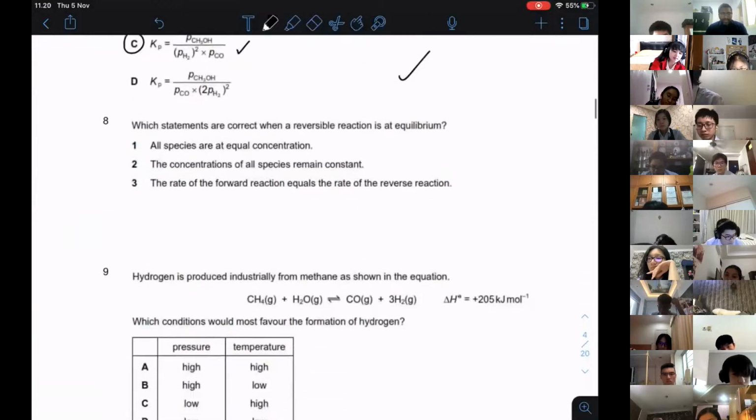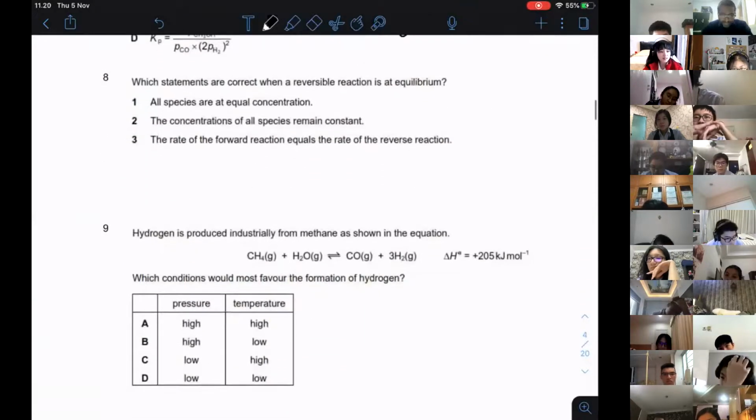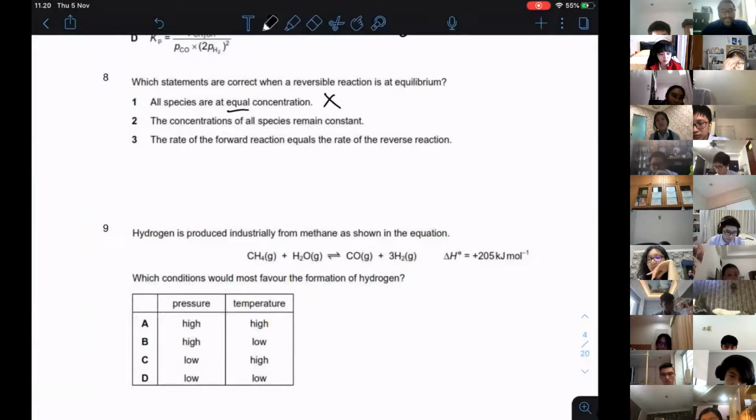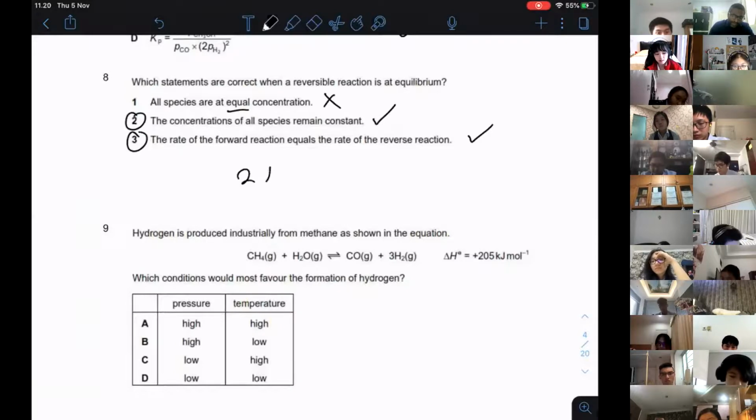So number 8. Which statements are correct for a reversible reaction at equilibrium? All species at equal concentration. Audrey, do you think that's correct? No. Equal, definitely no. All concentrations remain constant. Yes. The rate of forward equals the rate of reverse. Yes. The answer is 2 and 3.